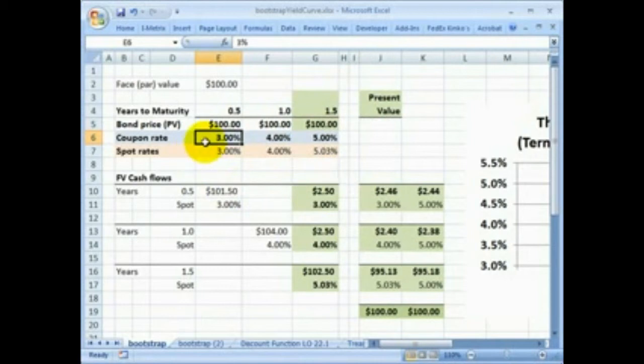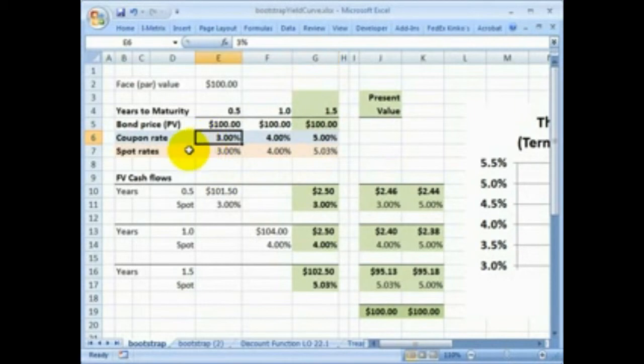The coupon on the first 6-month treasury bill is 3%. The coupon on the 1-year is 4%. The coupon on the 18-month treasury note is 5%. So I'm keeping it simple. That curve's probably too steep to be realistic.